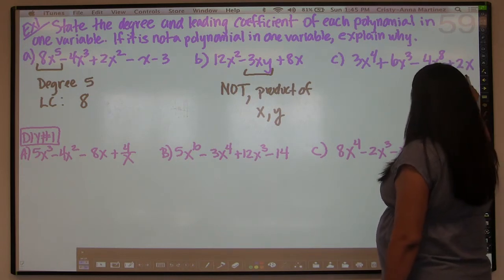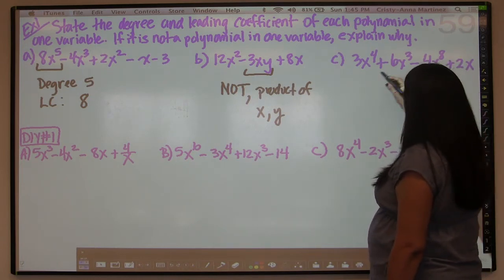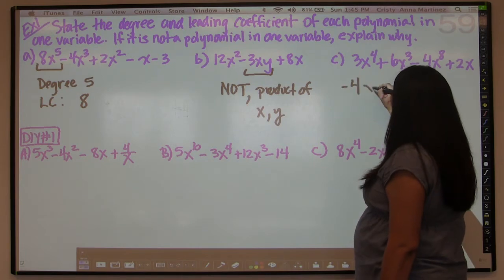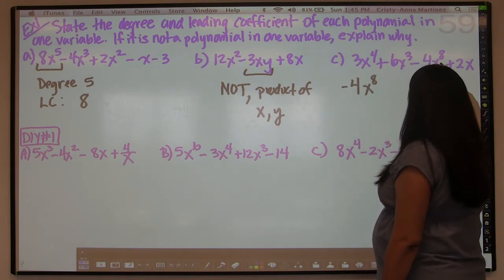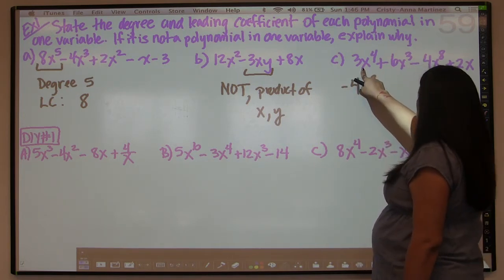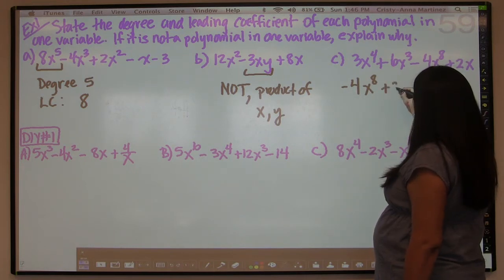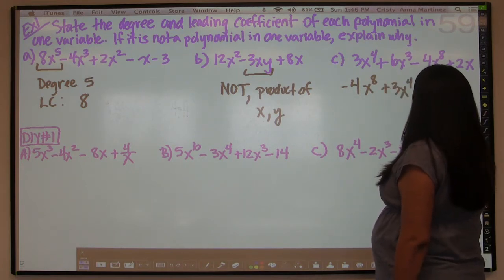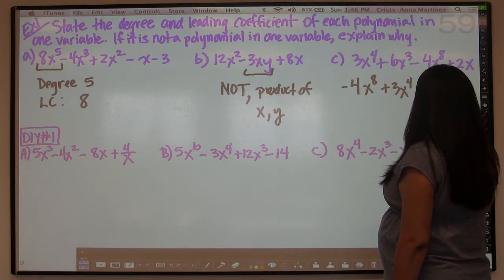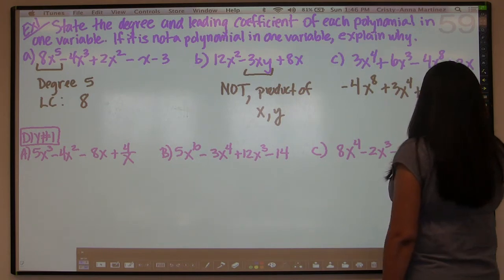In this case, these are all x's. However, they're not in the right order. So the first thing you want to do is put them in the right order. We have -4x to the 8th. This exponent is larger than this one, so it's not in the right order. And then we would have positive 3x to the 4th, positive 6x cubed, and positive 2x.